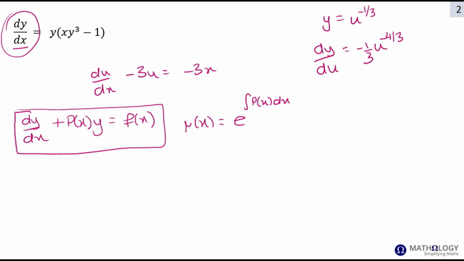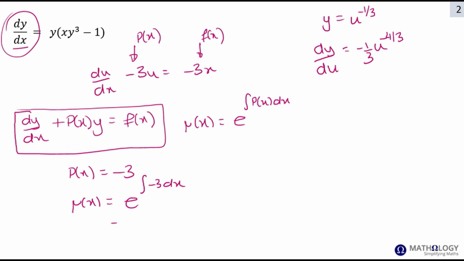So we have this form here. We just are using the variable u as opposed to y. So p of x is minus 3 and f of x is minus 3x. So p of x equals minus 3. So the integrating factor, mu of x, will be e to the integral of minus 3 dx. That's e to the minus 3x. So this will be the integrating factor.